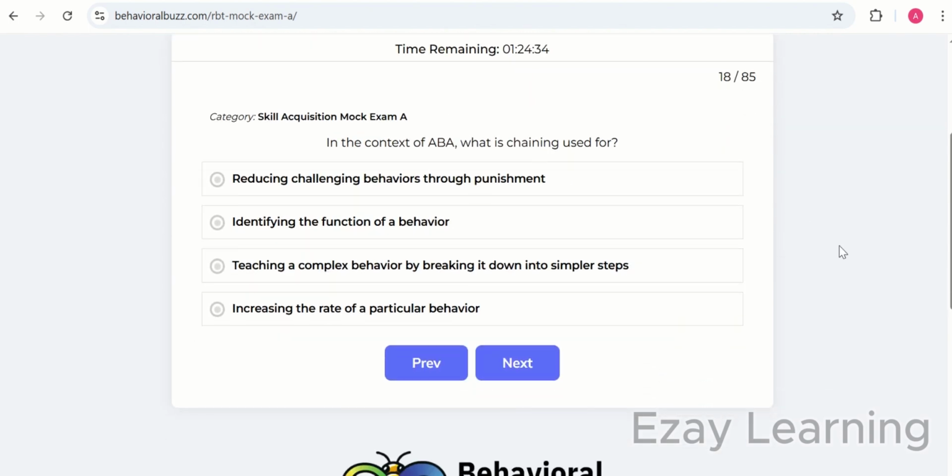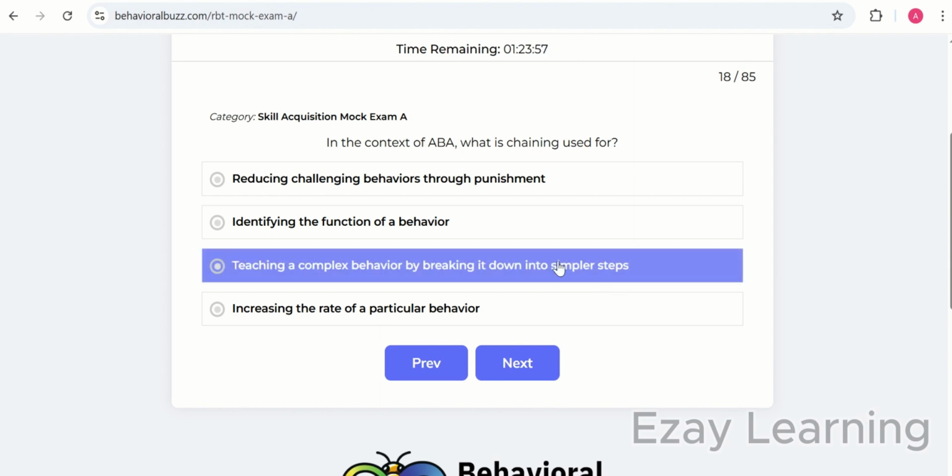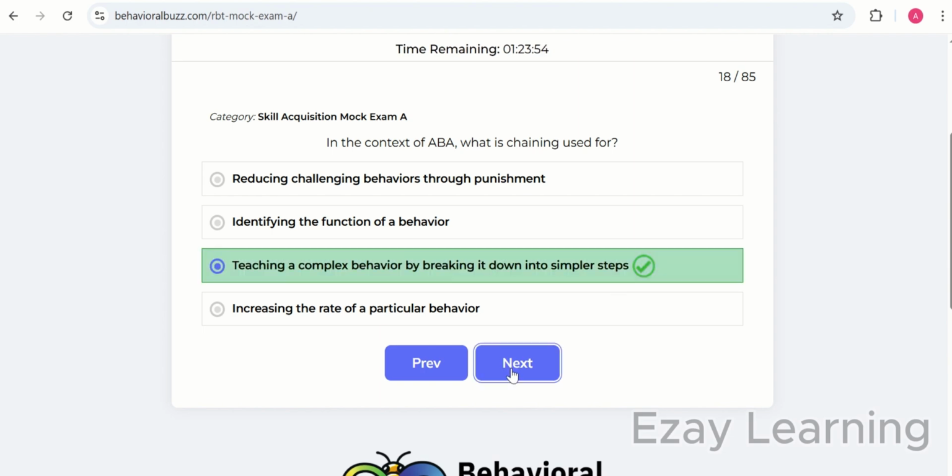In the context of ABA, what is chaining used for? So chaining is basically just like a chain. There are smaller rings which contribute to making a complete chain. Just like that, smaller or simpler steps contribute to a complex or larger, bigger behavior. So the answer would be teaching a complex behavior by breaking it down into smaller steps.